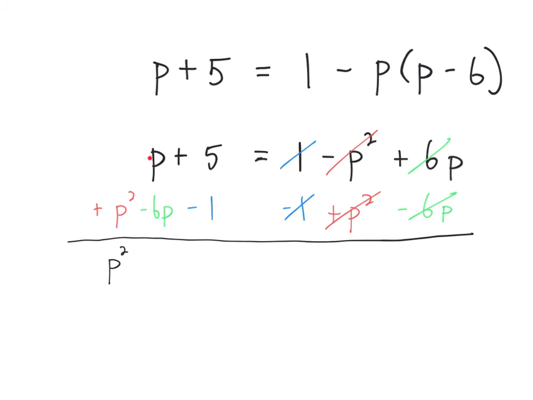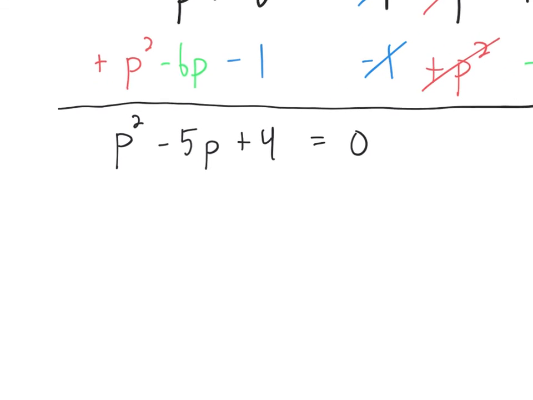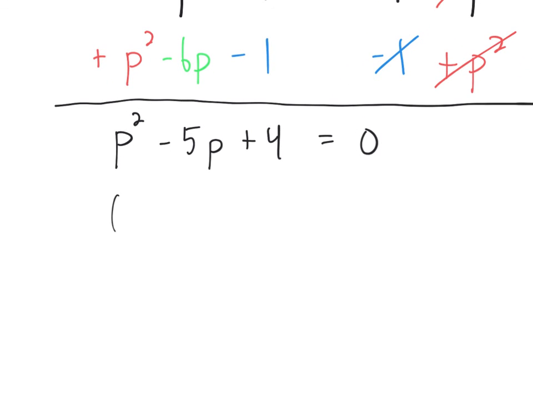Okay, so we have p squared. p minus 6p is negative 5p. And then 5 minus 1 is 4. And since nothing's on the right-hand side, that equals 0. Okay, now we factor. So this is a normal method. Think about what two numbers multiply to be positive 4 and add up to be negative 5. That's negative 1 and negative 4.